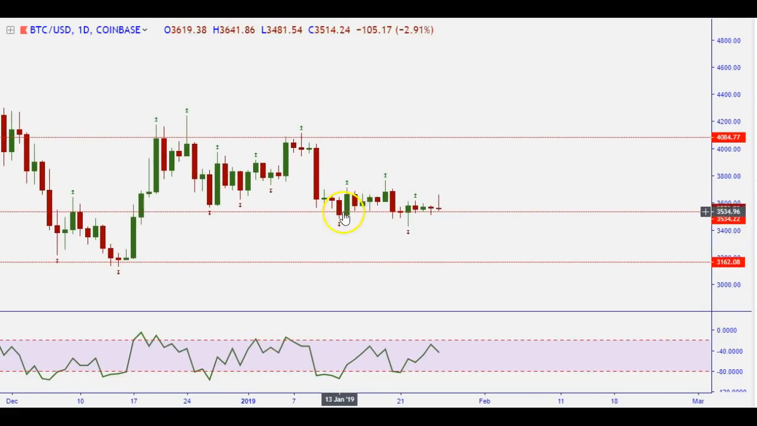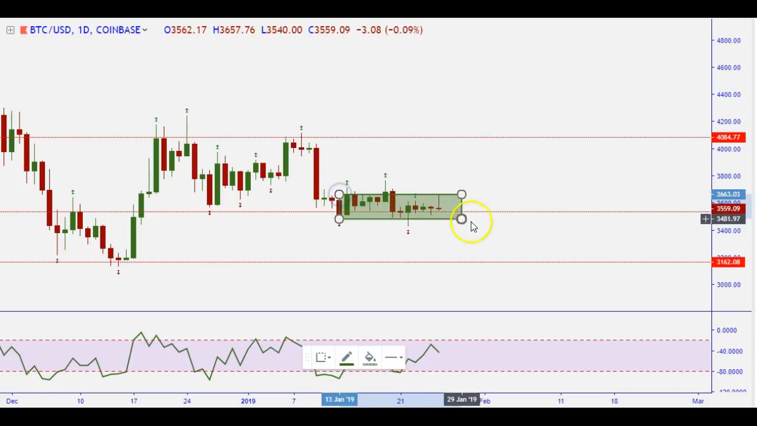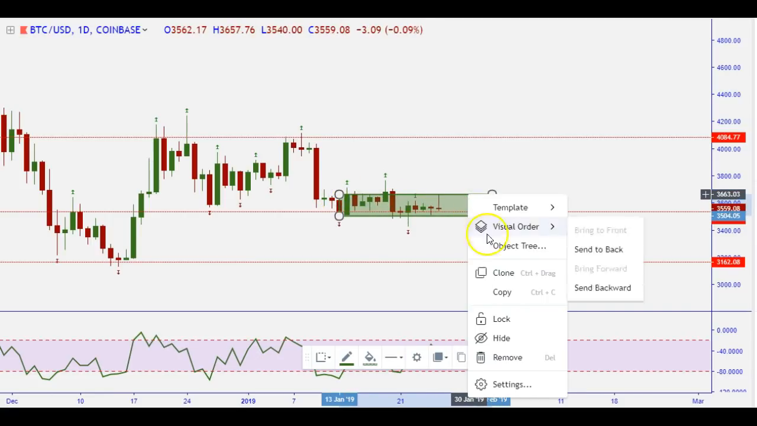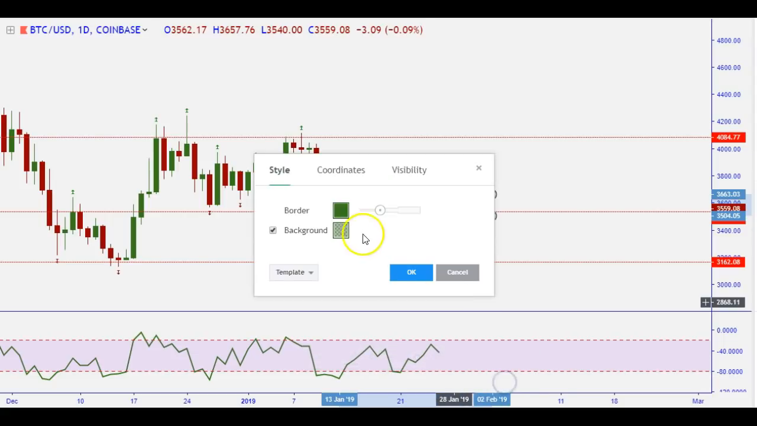So we're inside this one candle. I'm going to mark that candle. Then I don't want this to be so dark, so we're going to change this a little bit. It's a little bit too dark.